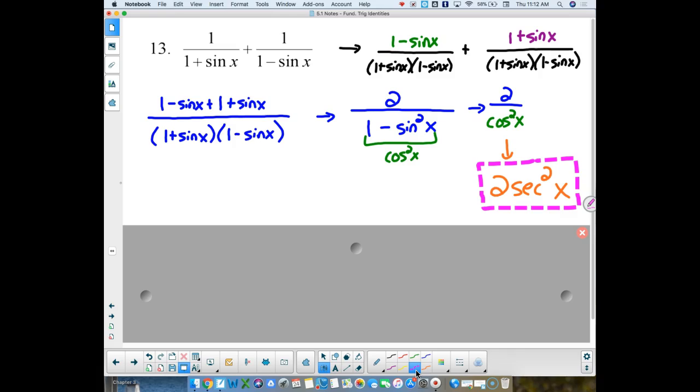That 1 over cosine is secant. So 1 over cosine squared would be secant squared. 1 over cosine to the 8th power would be secant to the 8th power. How is that any prettier than 1 over 1 plus sine of x plus 1 over 1 minus sine of x? No. 2 over cosine squared x.